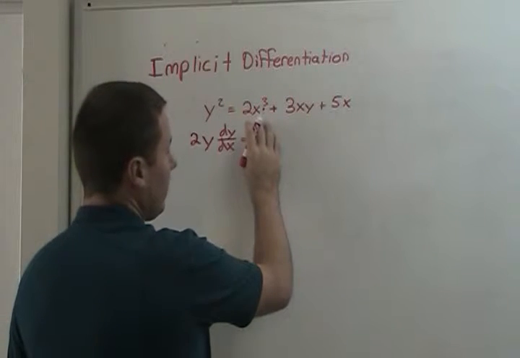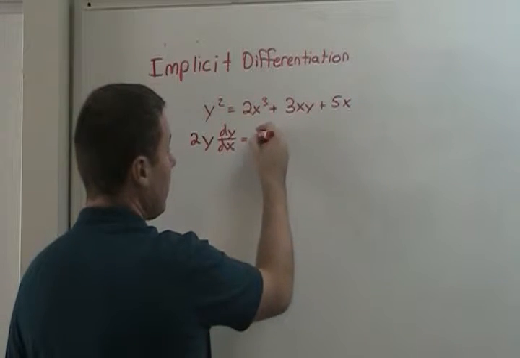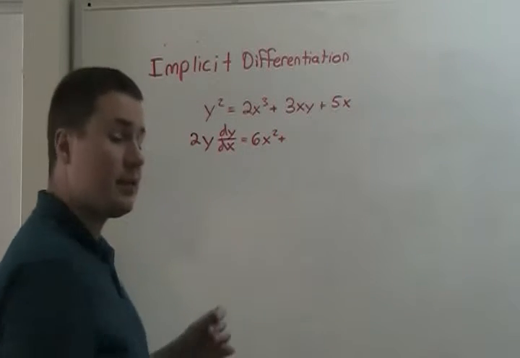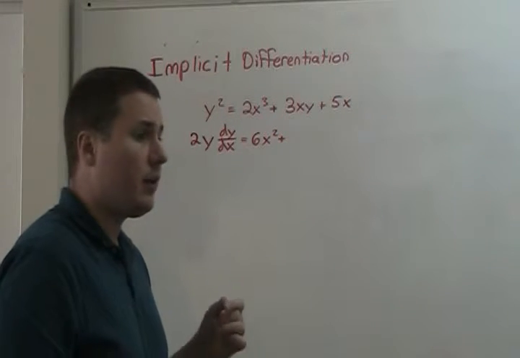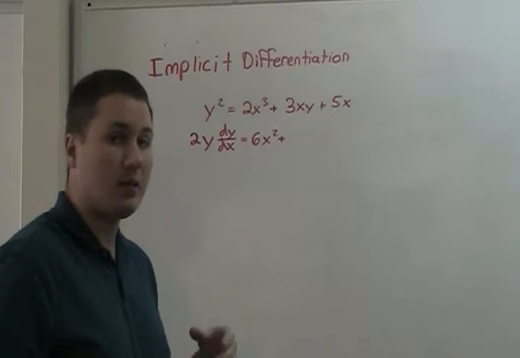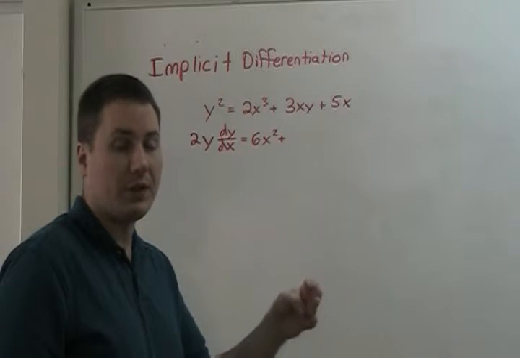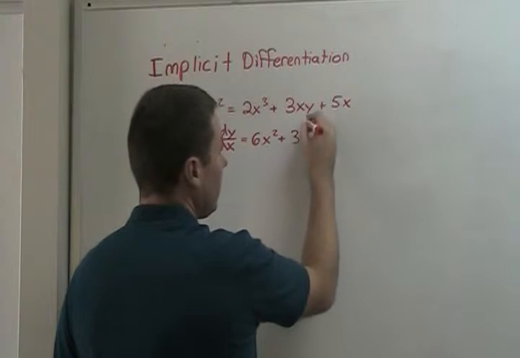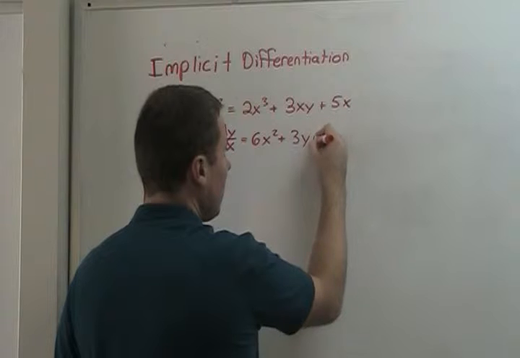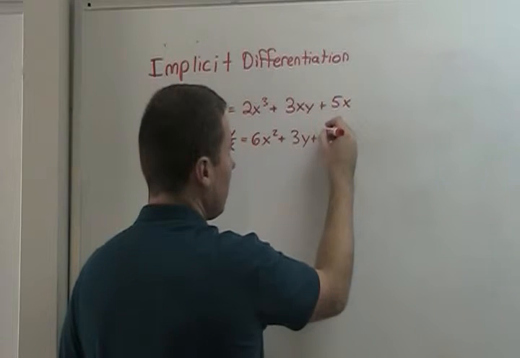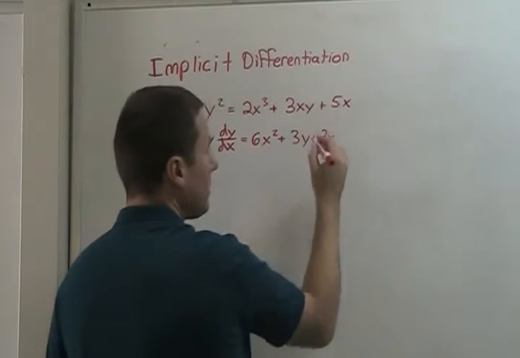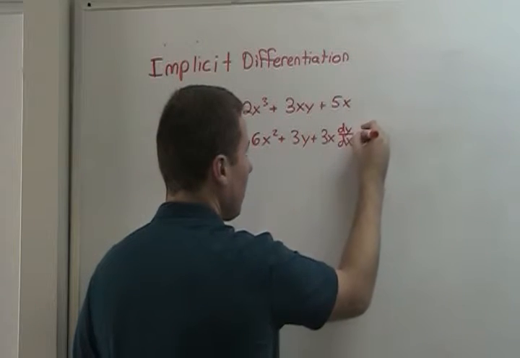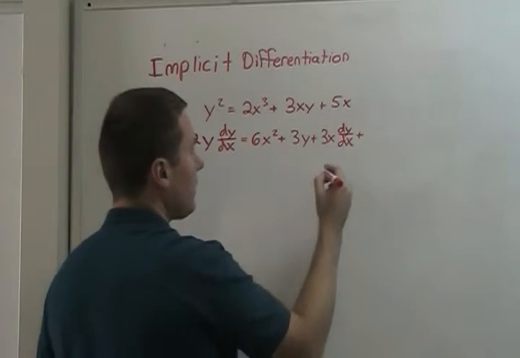So now we take the derivative of 2x to the third, and that's just 6x squared. And be very careful here. This is a product rule. The way to think about it is that there's a 3x term, which is a function, and y, which is a function. So the derivative of the first is 3, the second left alone is y, plus the first left alone, 3x, times the derivative of the second, which is dy dx. And then the derivative of 5x is just 5.